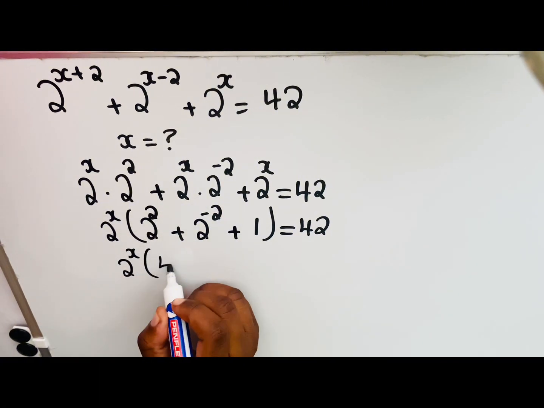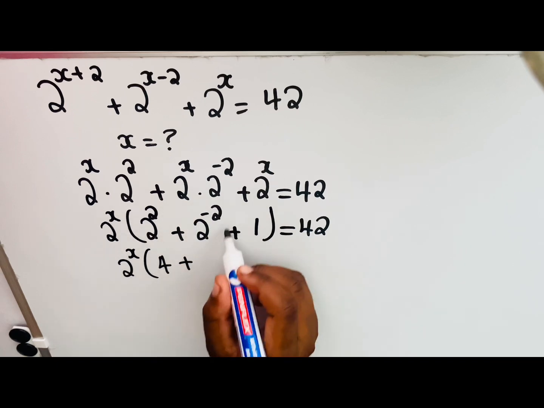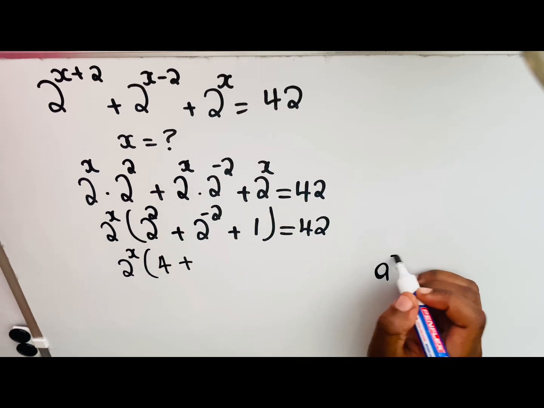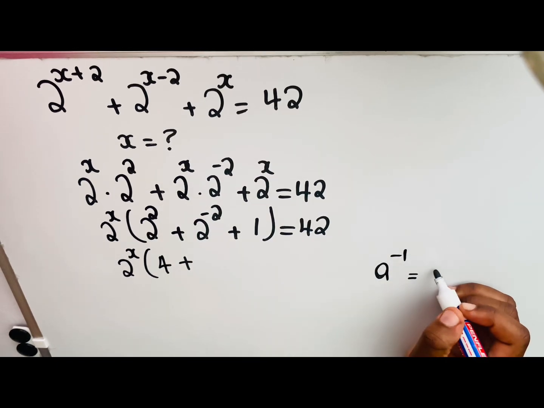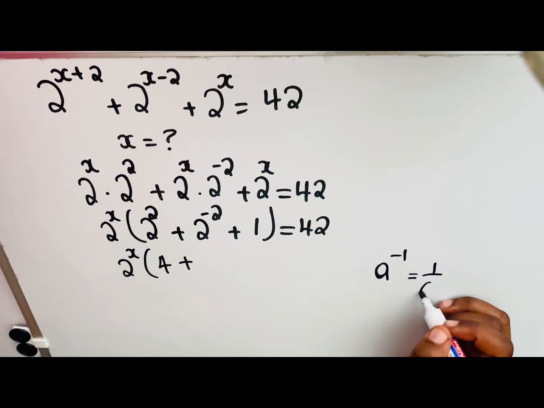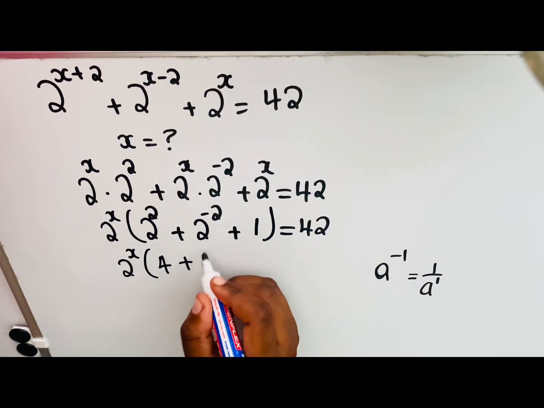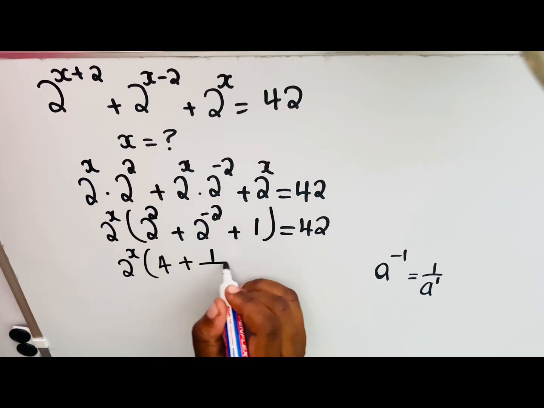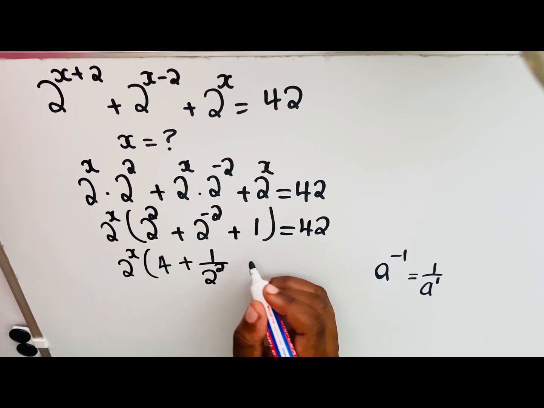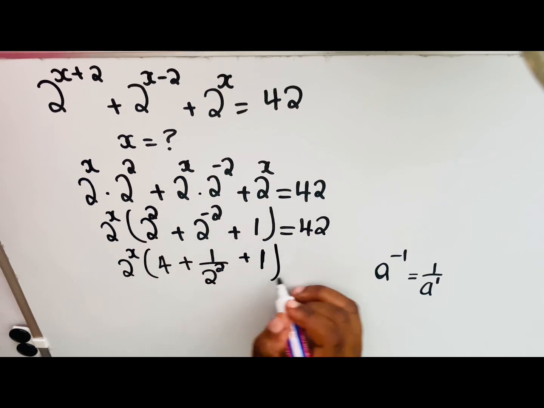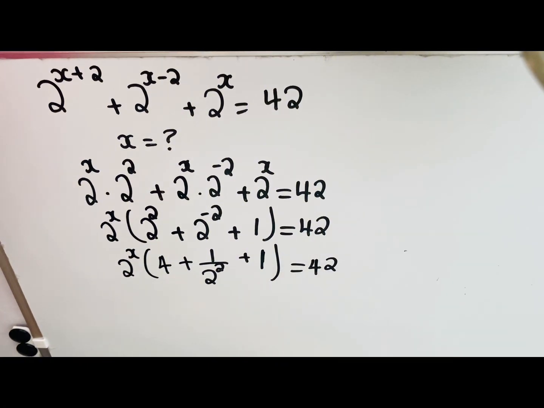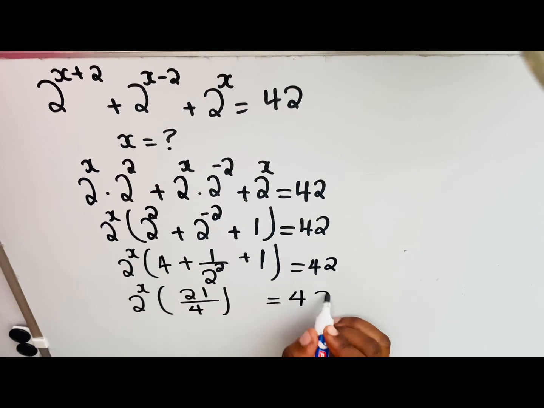2 squared is 4, plus a base with a negative exponent. The inverse of it is 1 over that base with a positive exponent. So now we'll write this in the form of 1 over 2^2, plus 1, is equal to 42. So the sum of these numbers is 21 over 4, equated to 42.